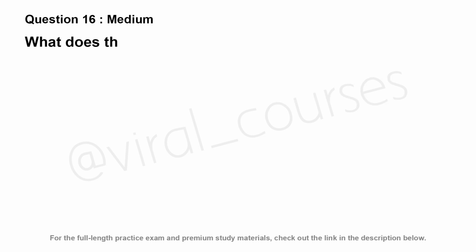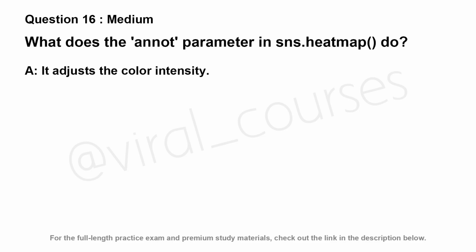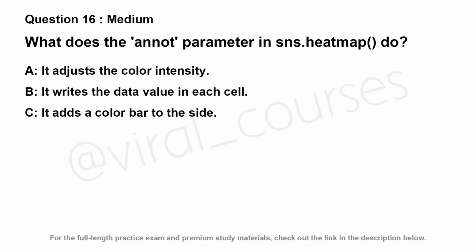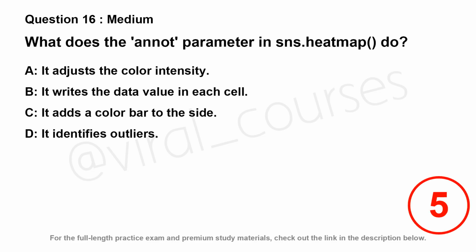What does the annot parameter in sns.heatmap do? Option A. It adjusts the color intensity. Option B. It writes the data value in each cell. Option C. It adds a color bar to the side. Option D. It identifies outliers.